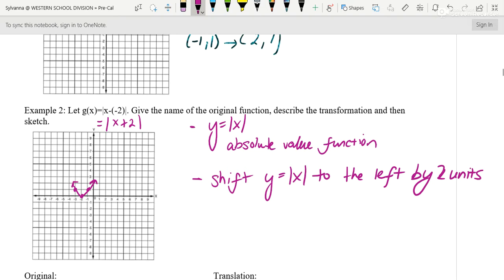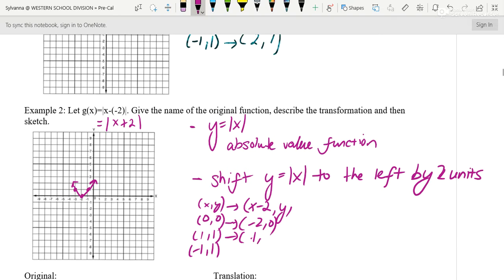Just like in the previous question, we could have written our points, 0, 0 of the original function, 1, 1 was part of the original function, and -1, 1 is our original function. And then we can transform it so that we have x minus 2, because we want to go to the left and then leave our y alone. And if I do that, I can find my points, which are the ones that I actually drew onto my graph. So these points I found on this side here are the points that I've actually drawn on my graph.